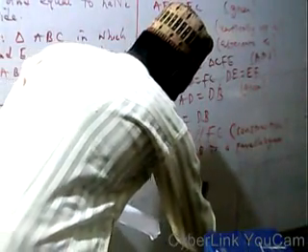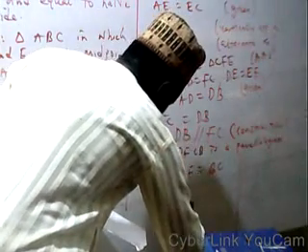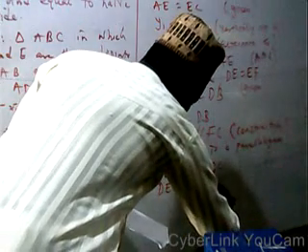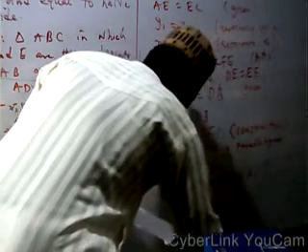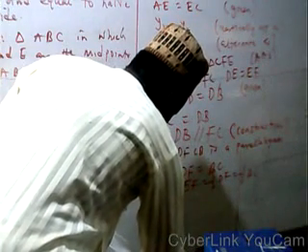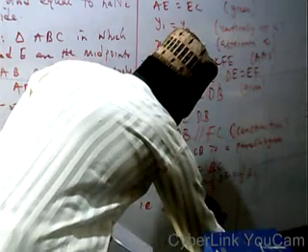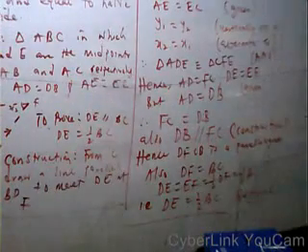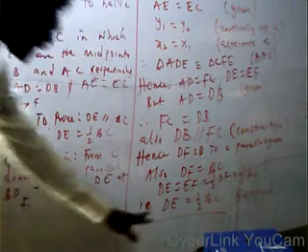So also our DF equals DC, and DE equal to EF, which is half of DF, and that is half of DC. Therefore, our DE equals half of DC. So this one is our required. This is what we are to prove.